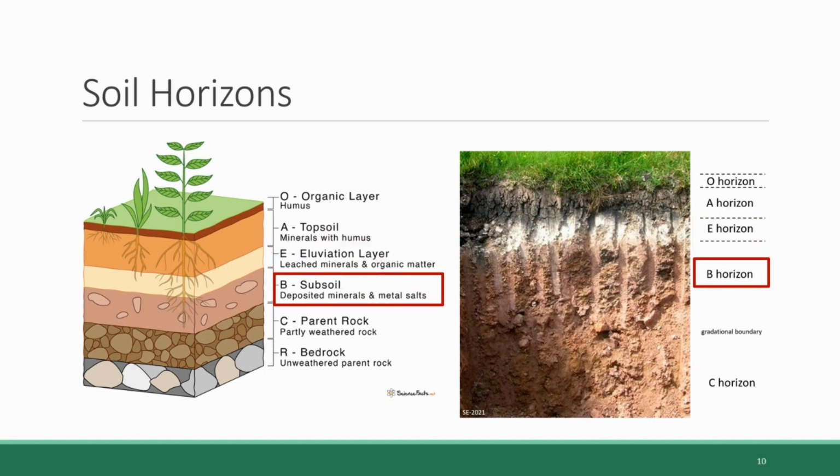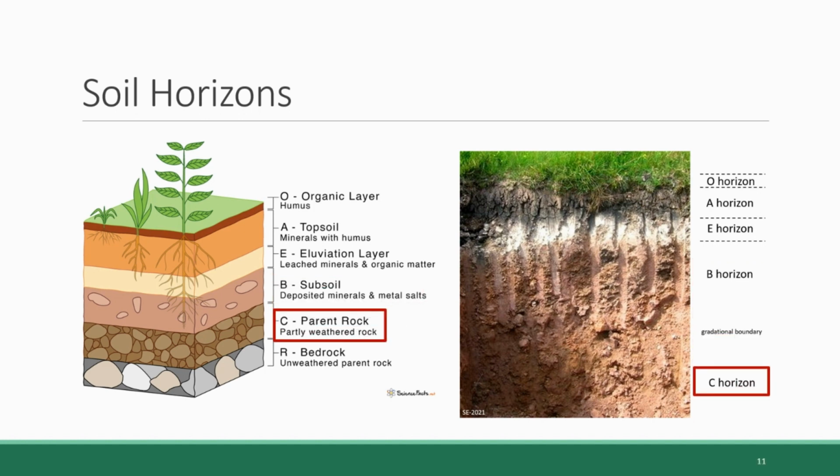Moving down from the E horizon is the B horizon. This is called the subsoil. The subsoil is where the stuff that has leached out of the A horizon and passed through the E horizon accumulates. And then finally, below the B horizon is the C horizon, or the parent material.